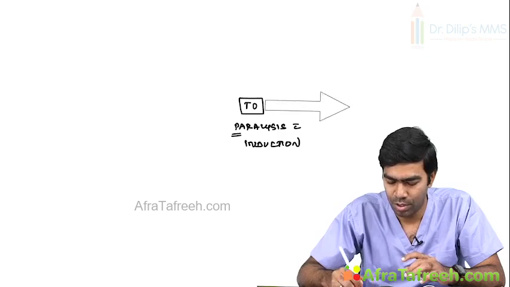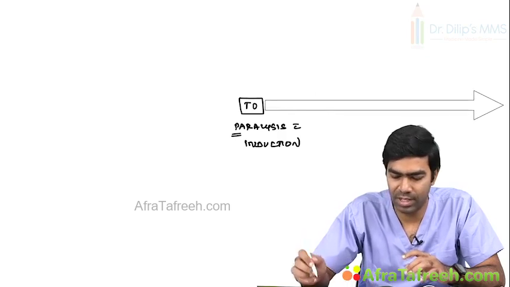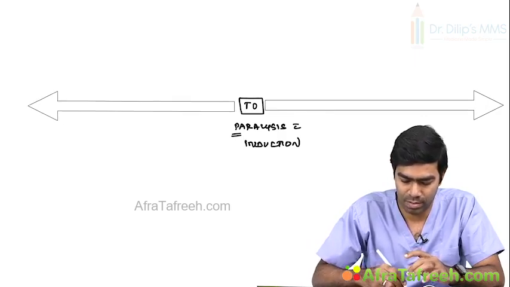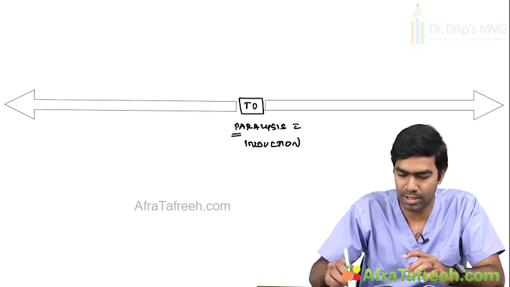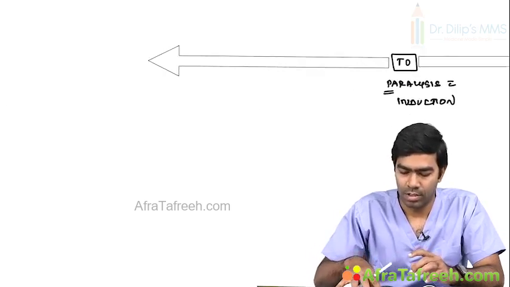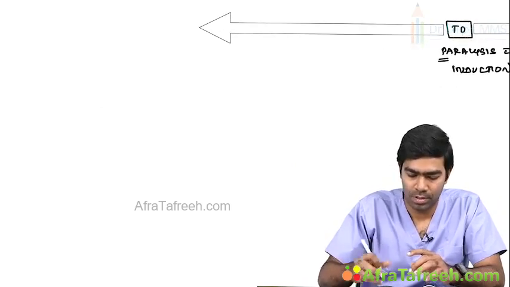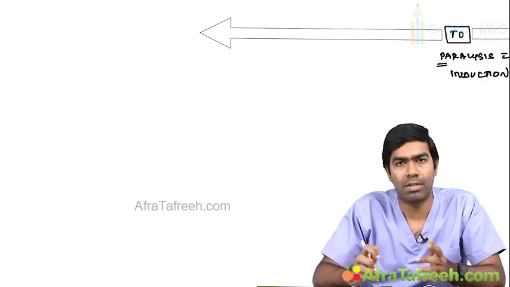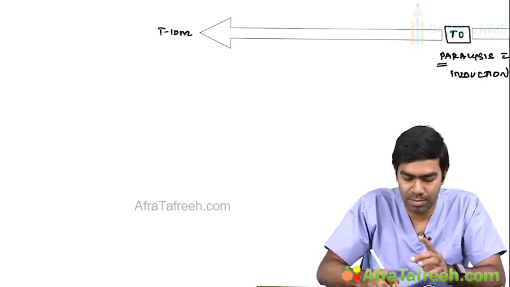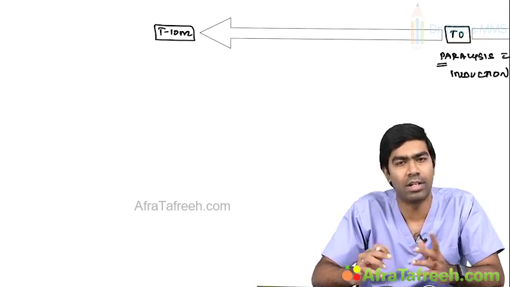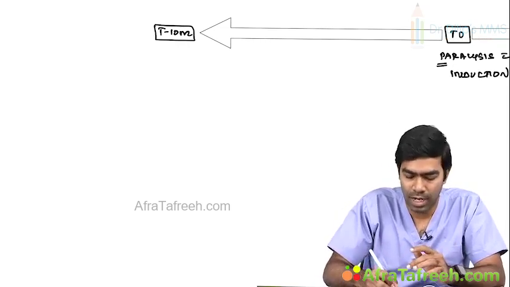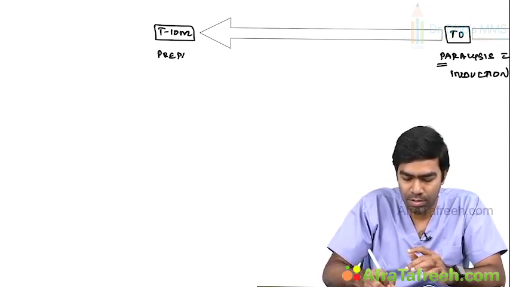As I told you, you have a timeline after this paralysis and induction, after this time 0, and you have a timeline before this paralysis and induction as well. Clear? So let us start before first. The time where the first step starts is T minus 10 minutes, which means you are going to begin 10 minutes before the induction and paralysis, that is T minus 10. At that time you are going to prepare yourself.